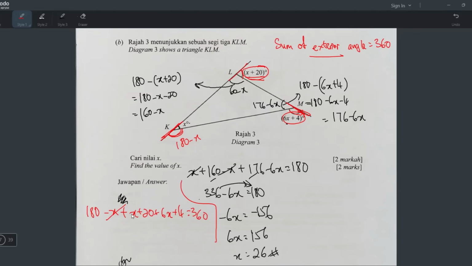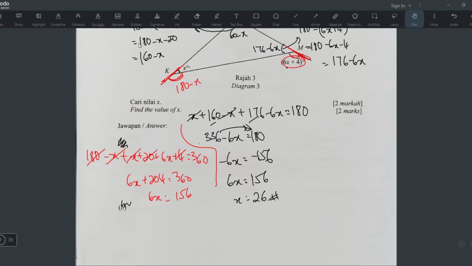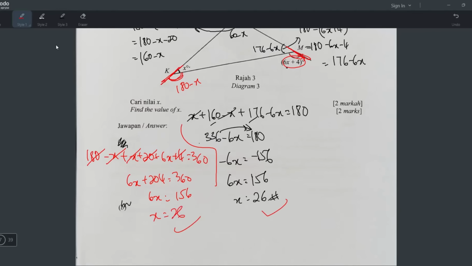Okay, negative x plus x is 0, 6x I can leave it. 180 plus 20 is 200 plus 4 is 204 equals 360. And then 6x equals 360 minus 204. So what you get, let me press. So I get 156. And as you can see, the x answer comes out the same. So you can do it like this also can, like this also can, up to you, right?